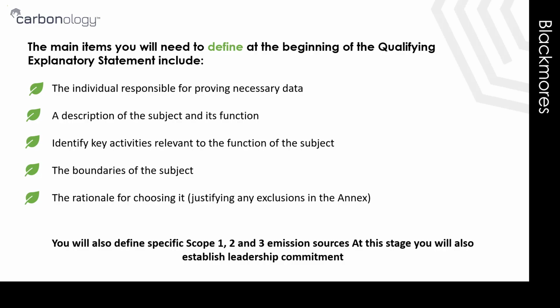So one of the key outputs of Carbonology, or one of the key documents that you'll produce, is the Qualifying Environmental Statement, or QES, which is specified in PAS 2060. So within this, and in the beginning of the QES, you will define the individual responsible for providing necessary data, and a description of the subject and its functions. So essentially what your business does: what do you sell, what do you make, what services do you provide, and then the specific activities that you need to fulfill that function. So for instance, operating an office or a delivery fleet. So you'll have to describe, like I said, what your business does and its functions.